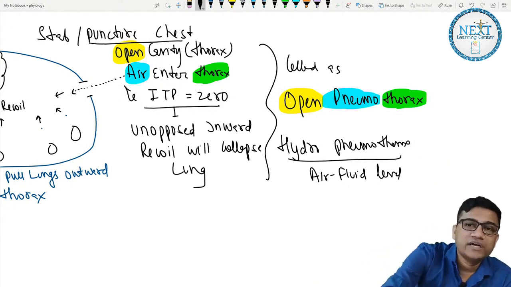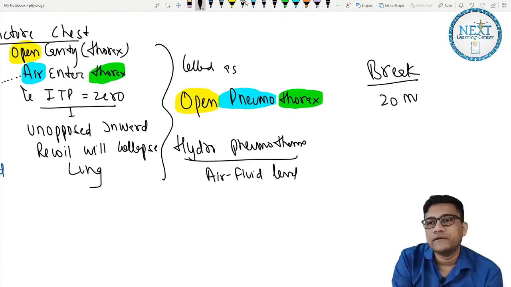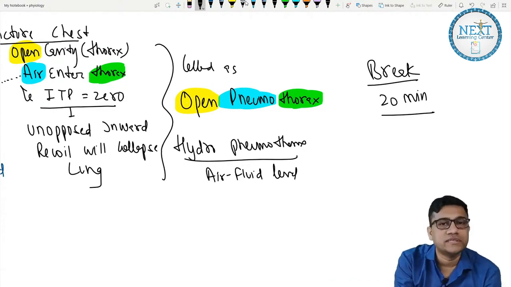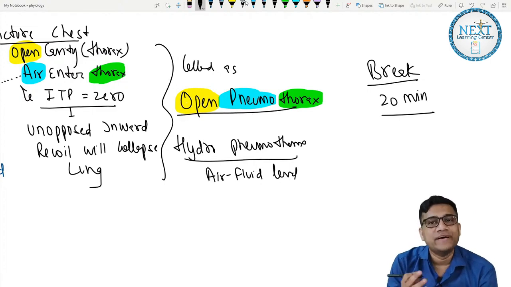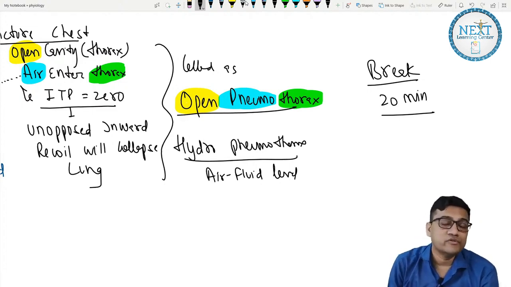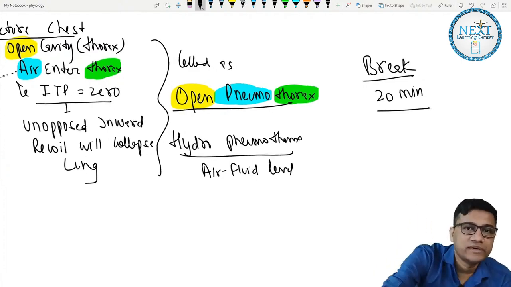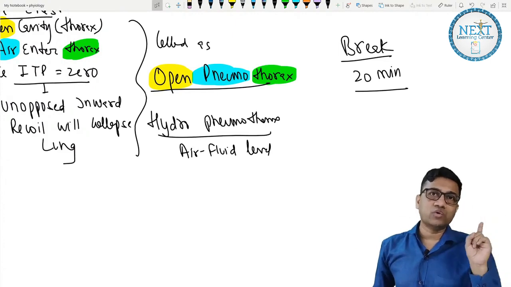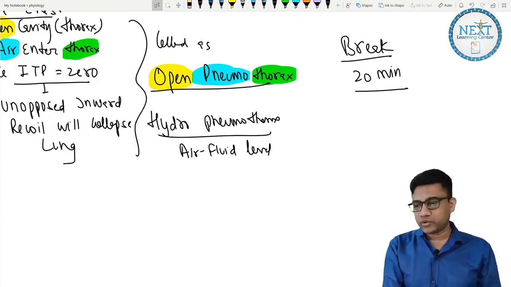So I'll show these X-rays after the break. We'll take a 20 minute break now. Then we will meet and I'll show you both the question answers: open pneumothorax, tension pneumothorax and how you differentiate them, the best investation for pleural effusion, etc. So just give me 20 minutes. I hope you are all learning and we are solving all the clinical questions asked in the exam along with your physiology classes simultaneously. Okay, chalo.